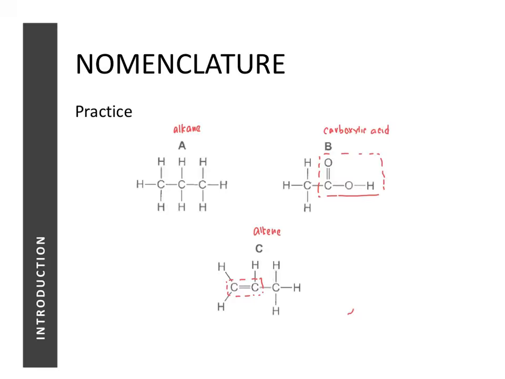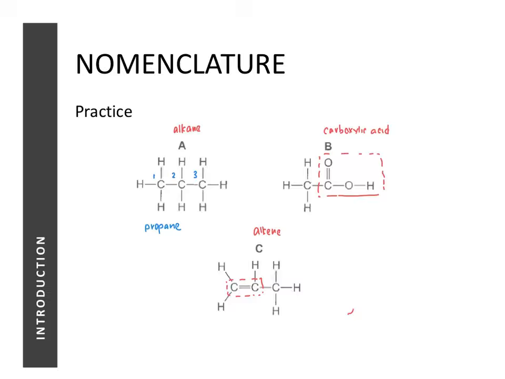Now that we know the homologous series, we can tell the later part of the name. To get the front part of the name, we need to look at the number of carbon atoms. For compound A, we have 3 carbon atoms, and for 3 carbon atoms, the front part of the name is prop. Since it's an alkane, it will end with ane. So compound A has the name propane.